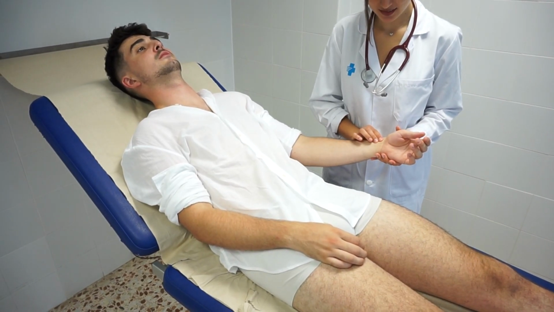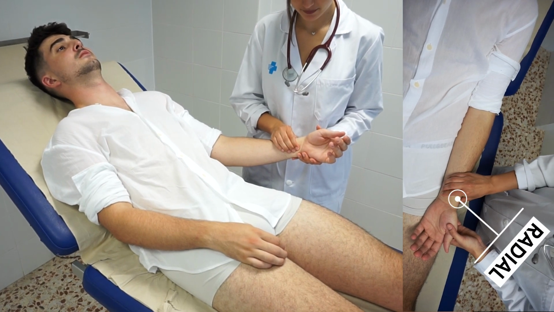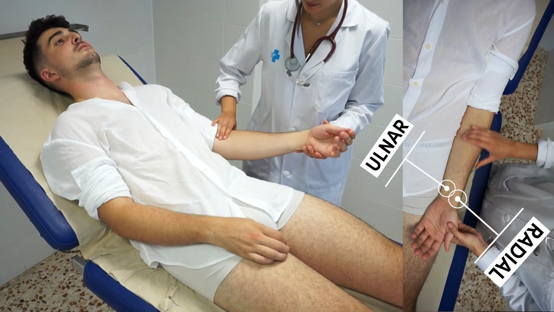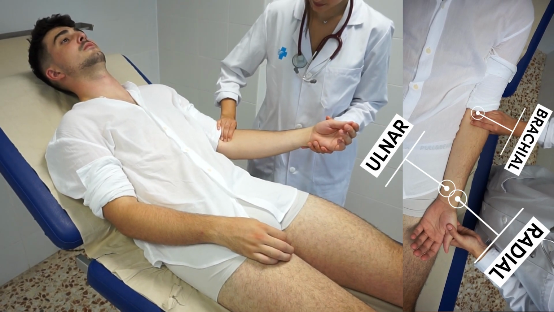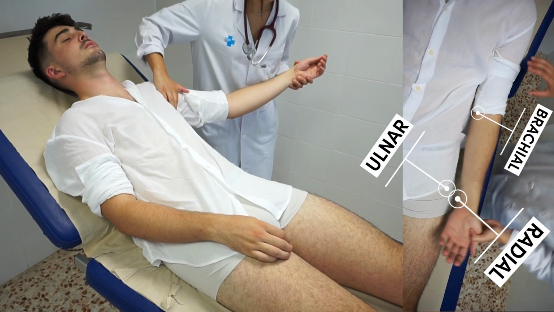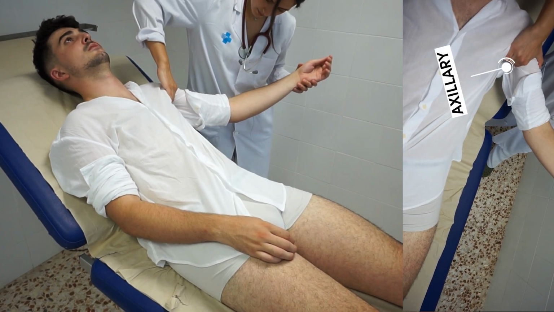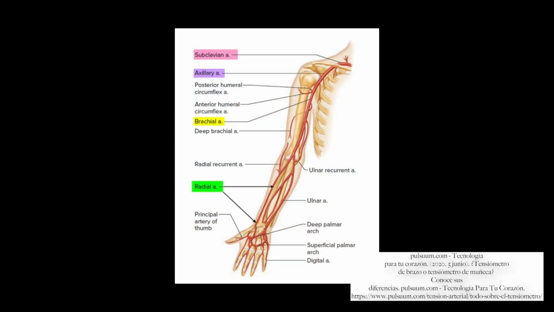We now proceed to pulse examination. We start with the radial pulse, located lateral to the flexor carpi radialis tendon. Medially, we find the ulnar pulse. In the anterior part of the elbow flexure, we locate the brachial pulse. And finally, the axillary pulse, which lies beneath the insertion of the pectoralis major and deep to the humerus. We have to explore all pulses bilaterally.